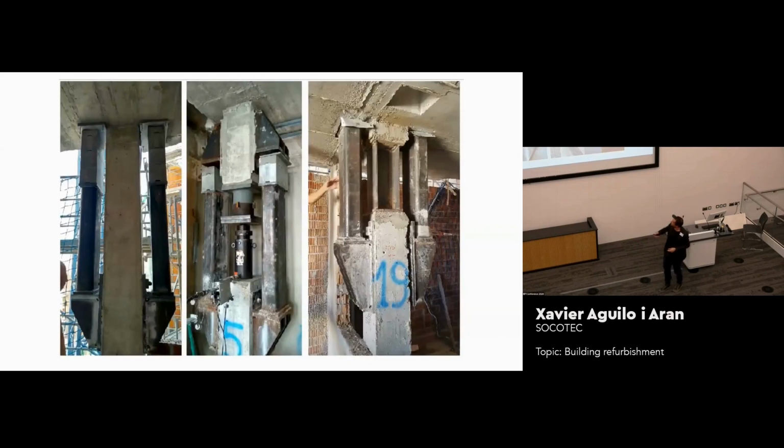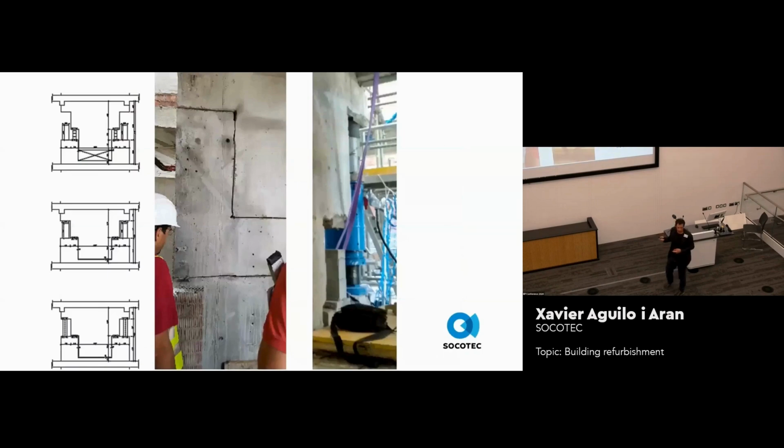Here you have more devices like this with the jacks, right? So how we do the transfer, and as you can see, there are different types, depending on the type of load, the type of column, and as well, the core. The core is a big element that needs to be settled as well, and you have to do it at the same time.